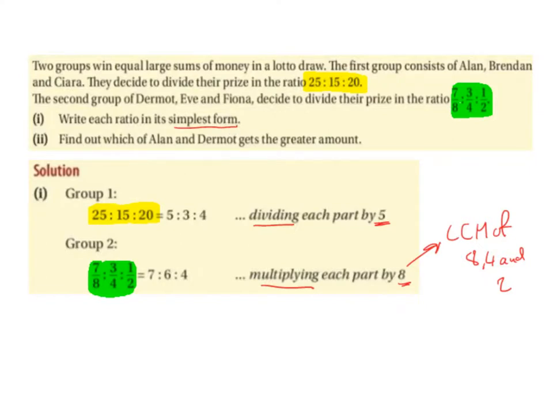So start with group 1. 25, 15 and 20 can all be divided by 5. So we end up with 5 to 3 to 4. Now let's have a look at group 2.